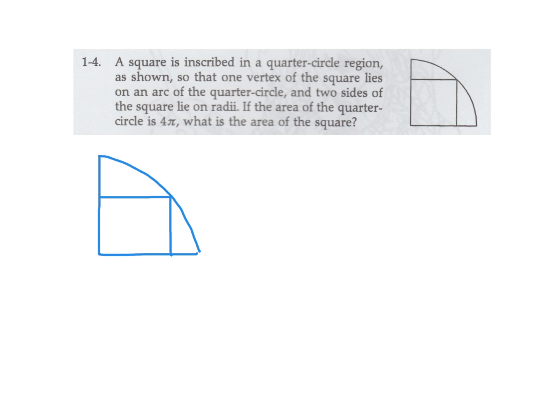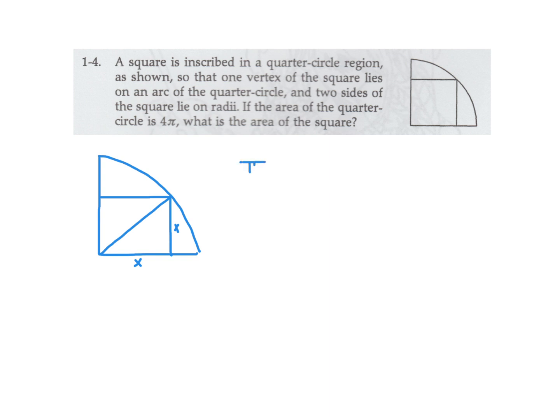Okay, so the first thing I'll do is just draw a line that's a diagonal, and let's see what I can do here. It's a square, so the sides, just call it x. And the radii, did they tell us? No, they just give us the area of the quarter circle.